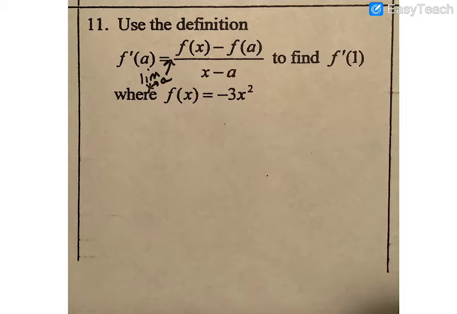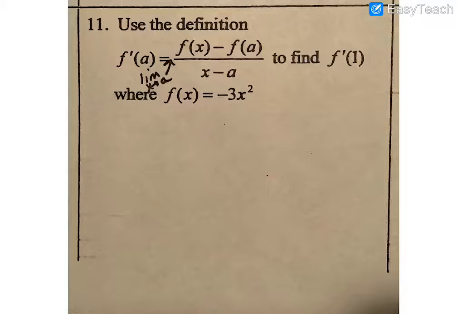Okay, I'm picking up on question number 11 here. In this video I plan to include 11 and 12. Question 11 asks us to use the definition of the derivative, that is, f prime of a is the limit as x approaches a of f of x minus f of a over x minus a. And we're being asked to use that to find f prime of 1 when f of x is defined as negative 3x squared.